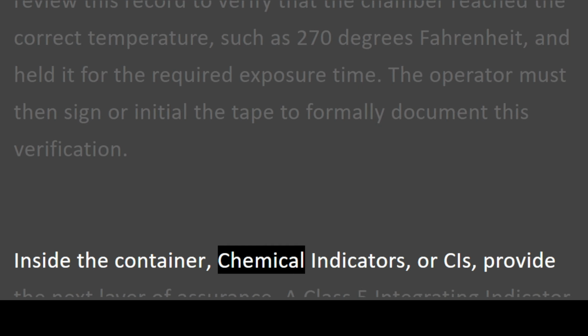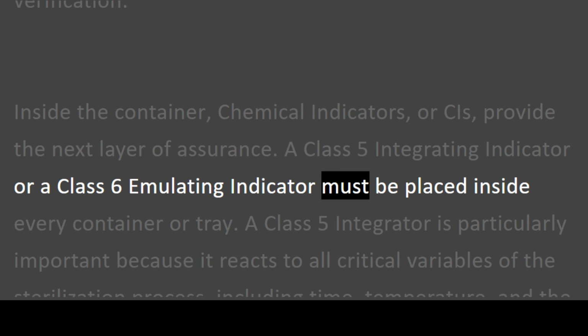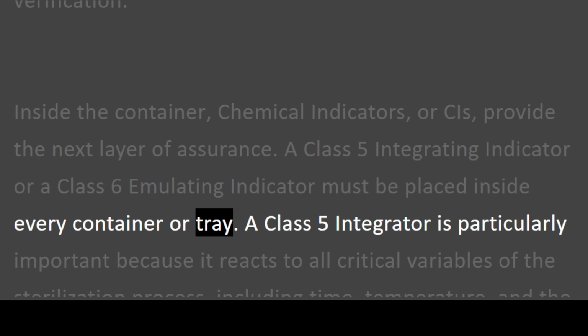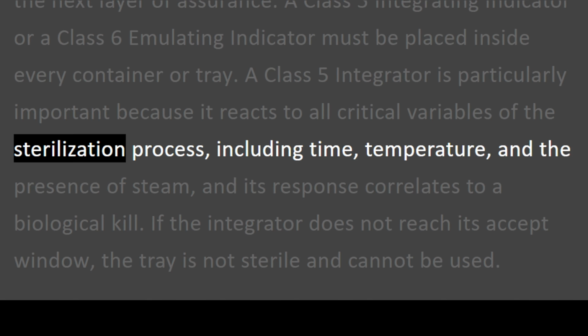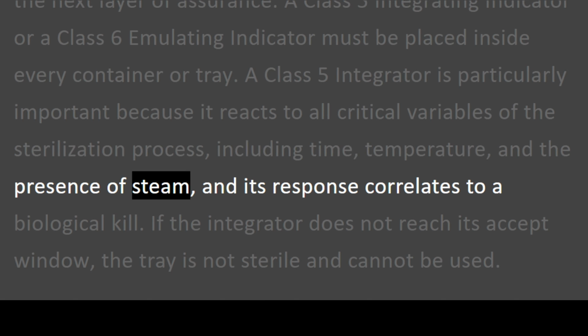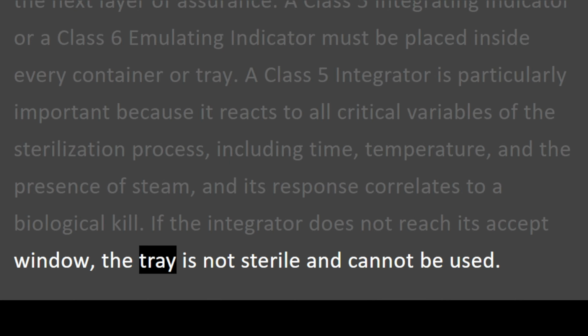Inside the container, chemical indicators, or CIs, provide the next layer of assurance. A Class 5 integrating indicator or a Class 6 emulating indicator must be placed inside every container or tray. A Class 5 integrator is particularly important because it reacts to all critical variables of the sterilization process, including time, temperature, and the presence of steam, and its response correlates to a biological kill. If the integrator does not reach its accept window, the tray is not sterile and cannot be used.